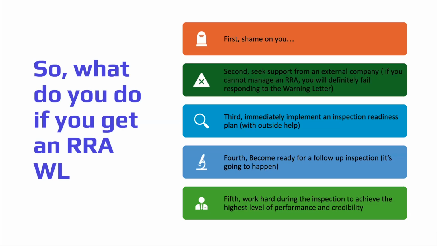Implement an inspection readiness plan. Become ready for a follow-up inspection. It's going to happen. And work hard during the inspection to achieve the highest level of performance and credibility. So RRA warning letters are a green light for a follow-up inspection. It's unavoidable, so be ready for it. It's going to happen sooner rather than later. Go ahead.